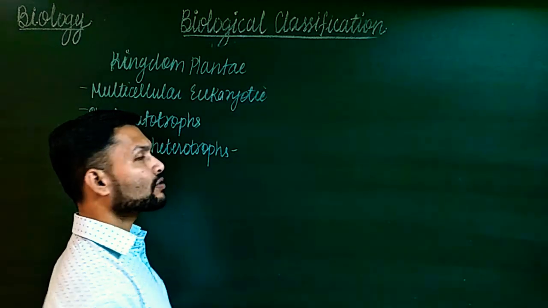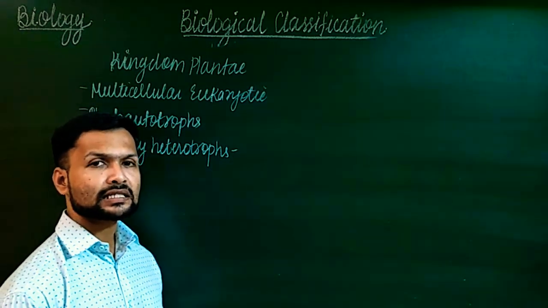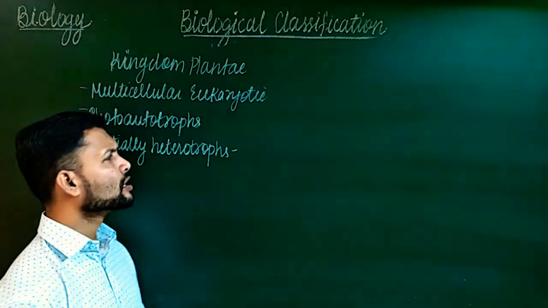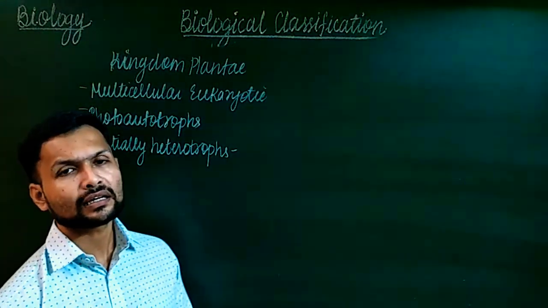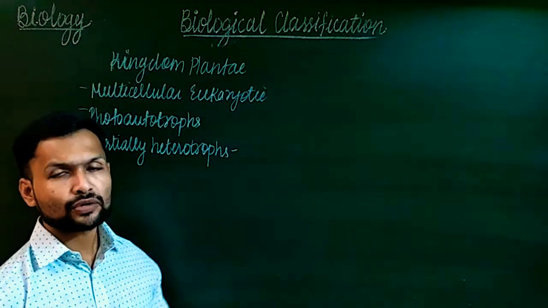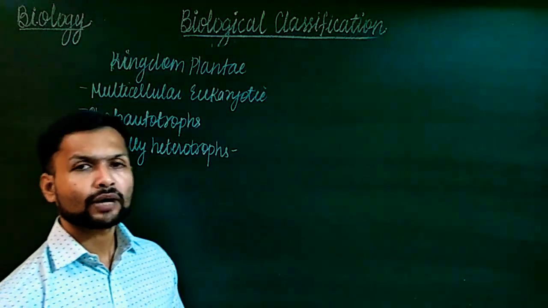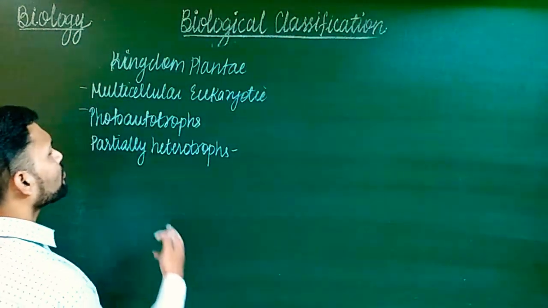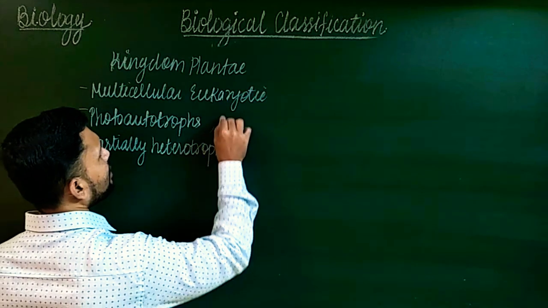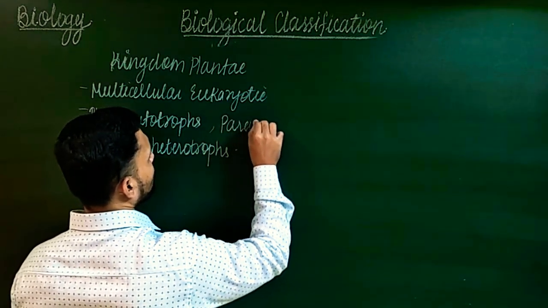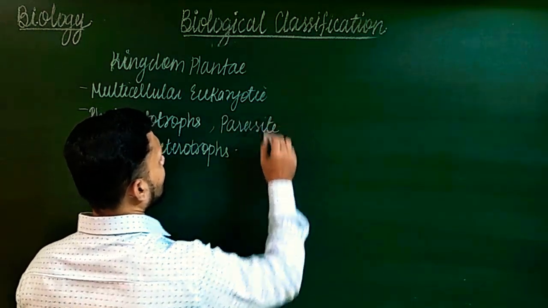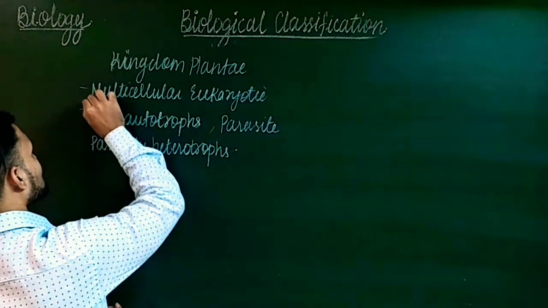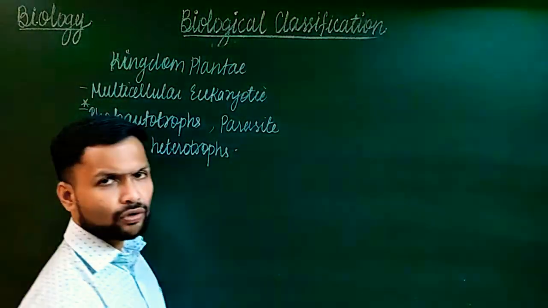So what they do, they trap the insects and digest them, and they derive those nutrients from there. So a little bit, you can say, they have a heterotrophic mode of nutrition, but they can prepare their own food by photosynthesis as well. So partially heterotrophs. Some might even be parasitic, like Cuscuta. Okay, so that can be a parasite, but the maximum members are obviously photoautotrophs.